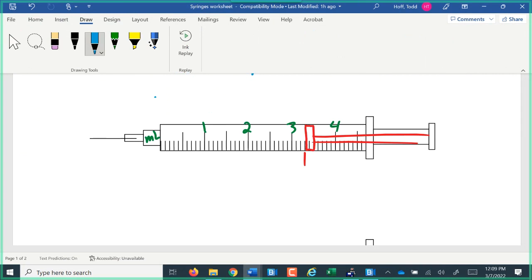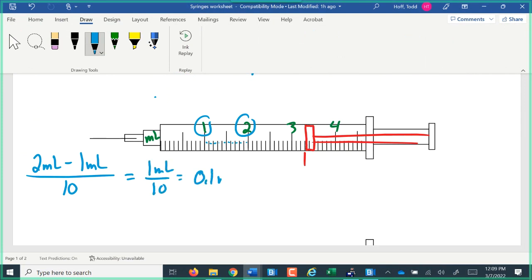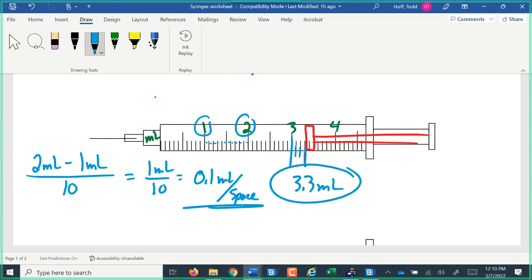So again, we'll go between consecutive markings. This is 1 milliliter and 2 milliliters. 2 milliliters minus 1 milliliter, and we count the spaces. 1, 2, 3, 4, 5, 6, 7, 8, 9, 10 spaces. 2 milliliters minus 1 milliliter is 1 milliliter, divided by 10 spaces, is 0.1 milliliters per space. Then again, we started at a marked spot with 3 milliliters. This would be 0.1, 0.2, 0.3, so that's 3.3 milliliters is what is in that syringe currently.